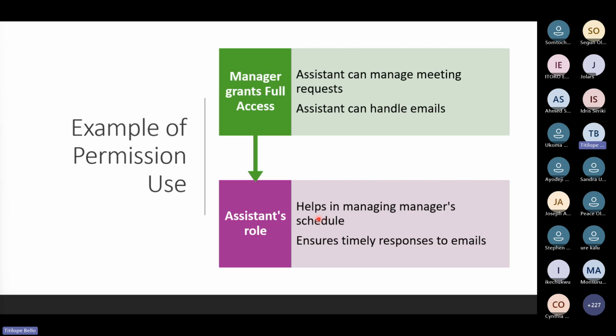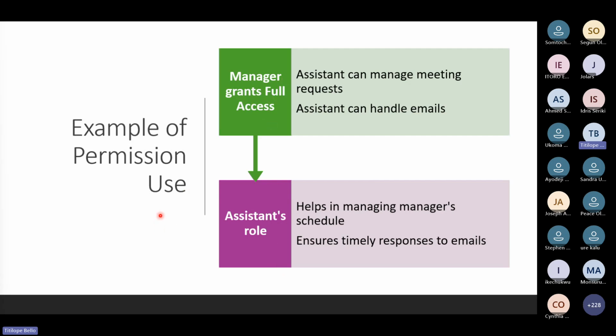So the assistant now will help the manager to manage his schedules, that's meetings. It will help him manage his schedules, and it will ensure timely response to emails. Which means there are some important emails that might come for the manager. The assistant can actually reply to them on his behalf. Though before he replies, he might need to converse or discuss with the manager to know what the content of the response should be, right? This is just to give you more insight into what giving access, for example such a full access permission, can do.